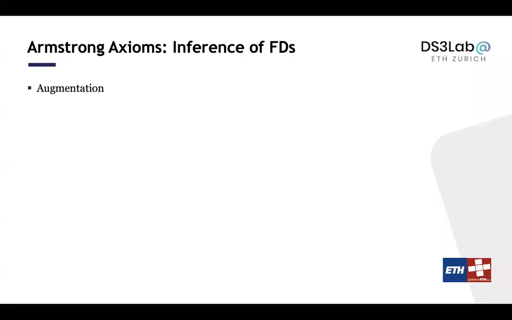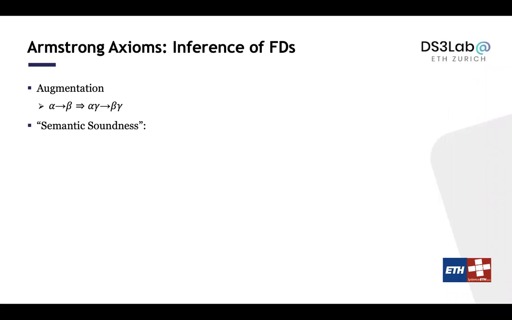So another rule is augmentation, which simply means that if you have alpha to beta, I can apply this rule to derive alpha gamma to beta gamma. But the question is, yes, you can apply this rule to derive a new functional dependency, but does that give you something semantically sound? Which means that if I have a relation instance that satisfies alpha to beta, do I always have that relation instance satisfy alpha gamma to beta gamma? Whether applying this inference rule is going to give me something that is semantically correct.